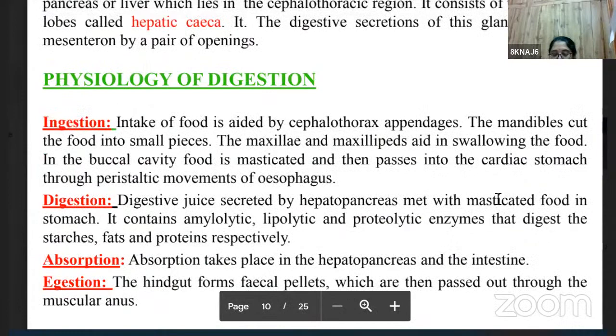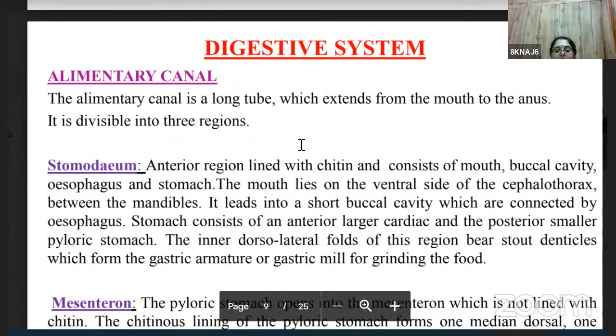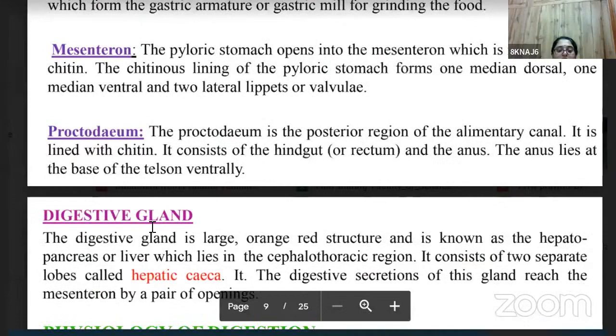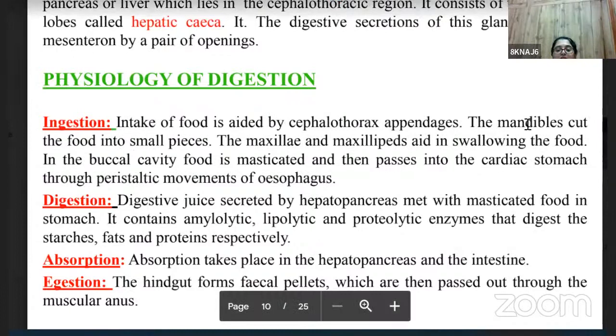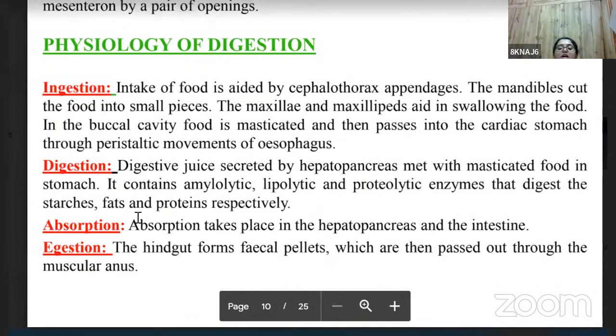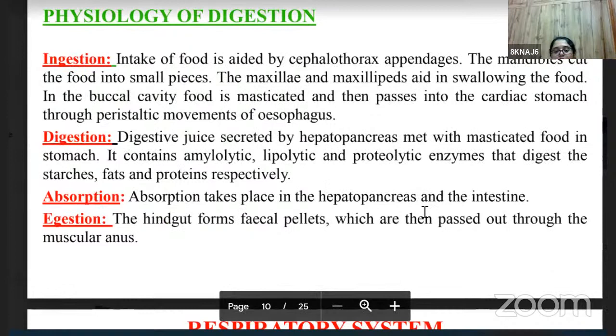So this alimentary canal has stomodeum, mesenteron and proctodeum, and digestive glands consisting of two separate lobes called hepatic ceca. When it comes to digestion, intake is by the cephalothoracic appendages. Then the mandibles cut the food into small pieces, and it is passed to the cardiac and pyloric stomach. Digestion is by the hepatopancreas, and absorption is also by the hepatopancreas and the intestine.